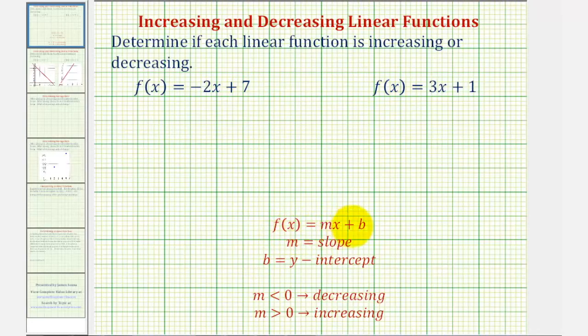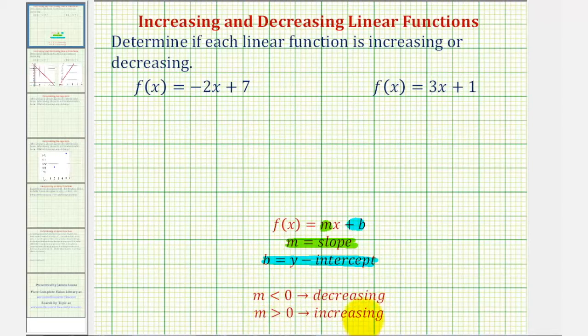f of x equals mx plus b, where m is the slope of the linear function and b is the y-intercept. We can determine if a linear function is increasing or decreasing by determining the sign of the slope. If the slope is negative or less than 0, then the function is decreasing. And if the slope is positive or greater than 0, then the function is increasing.